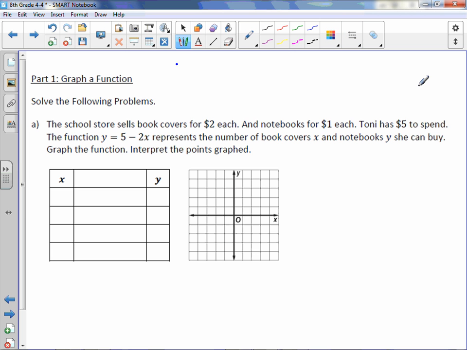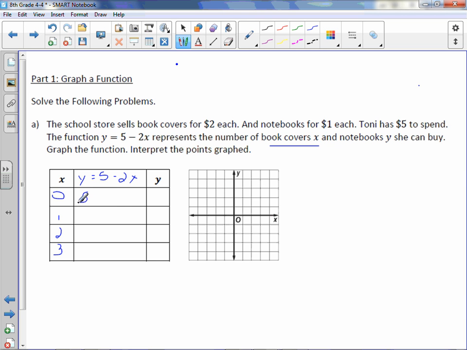So our function is y equals 5 minus 2x. Let's start with 0, 1, 2, and 3. You can buy 0 book covers, which are x. You can't buy negative book covers. That's why I'm starting at 0. And I just counted up 1, 2, 3.